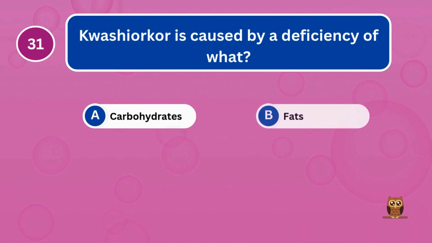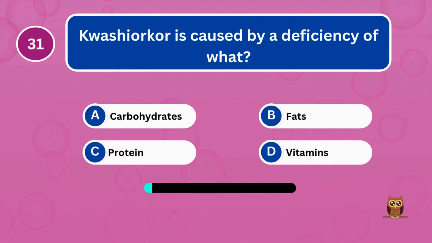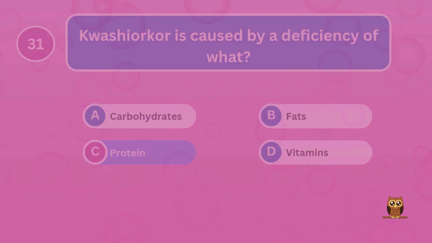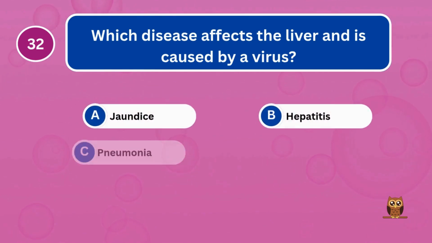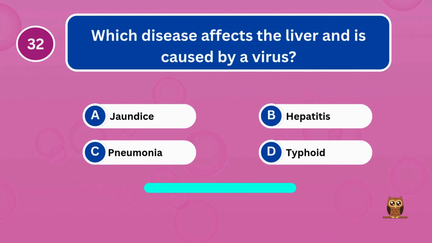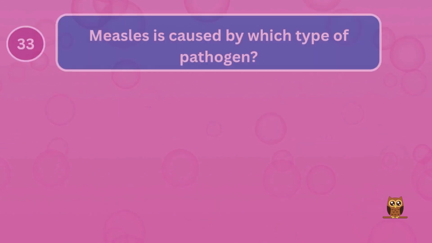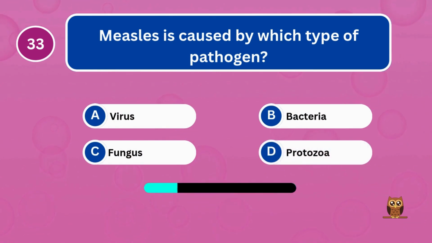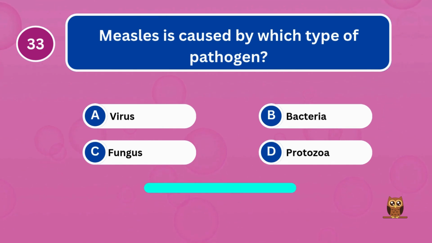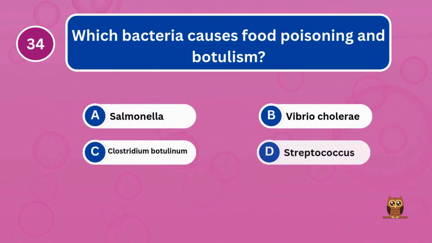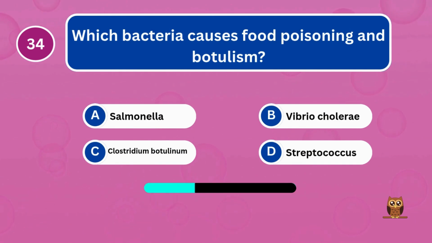Kwashiorkor is caused by a deficiency of what? Protein. Which disease affects the liver and is caused by a virus? Hepatitis. Measles is caused by which type of pathogen? Virus. Which bacteria causes food poisoning and botulism? Clostridium botulinum.